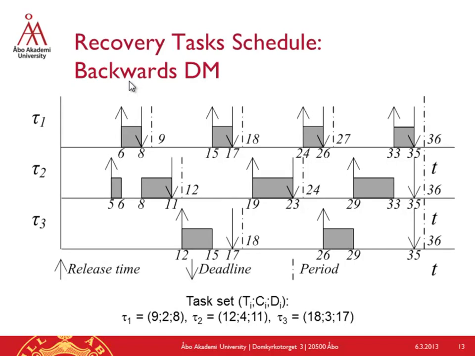Another algorithm is backwards DM, or backwards deadline monotonic, which is quite related to deadline monotonic. But the idea is pretty much the same. The priority arrangement is the same as with deadline monotonic, but the activation times for each task instance are adjusted so that the task will be scheduled, or start its execution, as late as possible, but without missing its deadline, right? So this is the schedule for backwards deadline monotonic for the same task set.